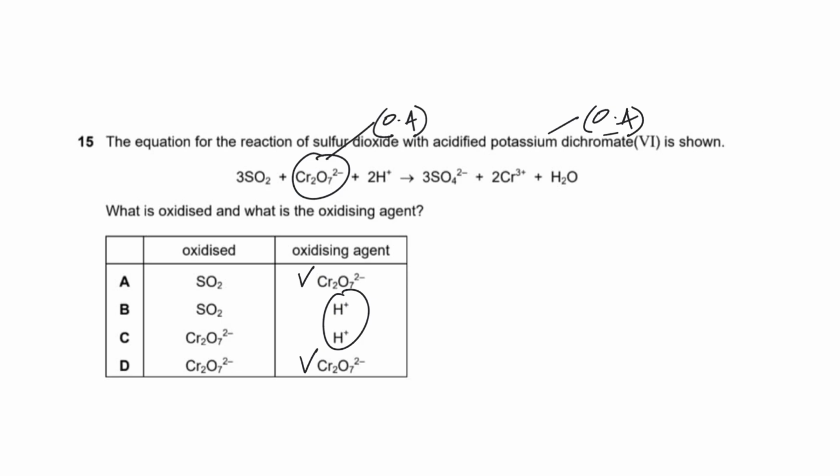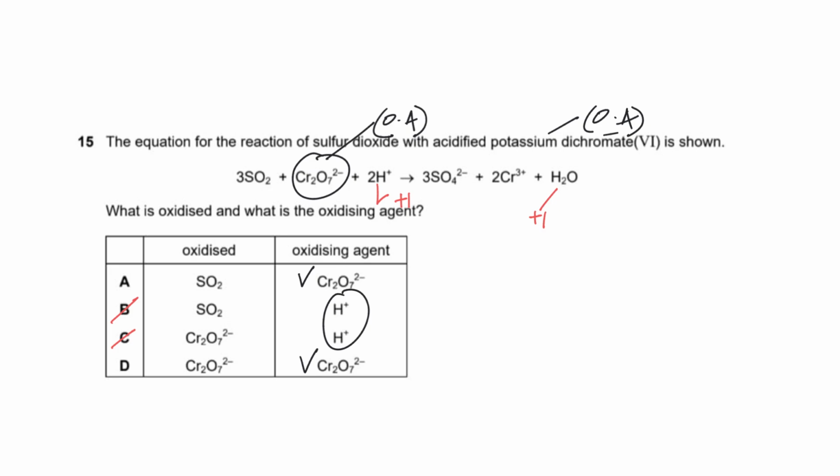And even if you did not know that, you still know that hydrogen is +1 here on the left hand side, and it's still +1 on the right hand side. So the oxidation number is not changing. Therefore hydrogen ion cannot be the oxidizing agent. So we could eliminate B and C out. Now we need to select between A and D.